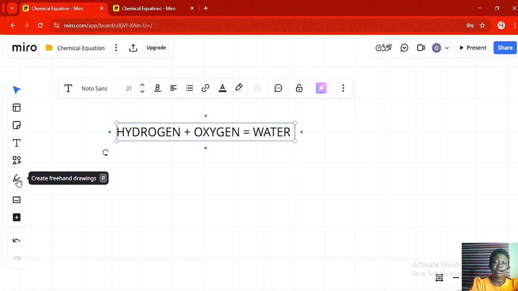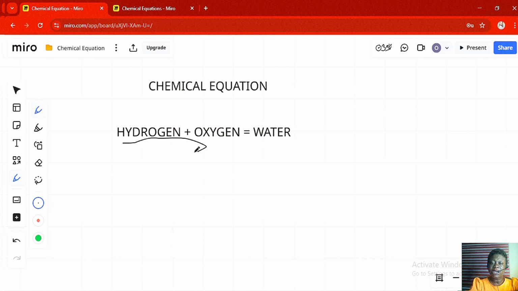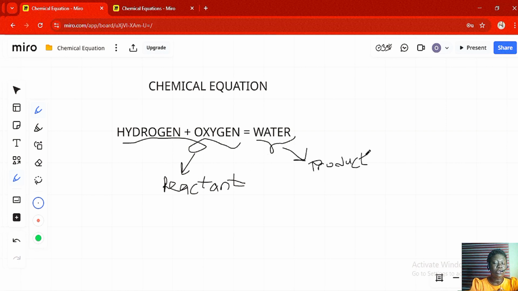If you look at what is written on the board, you will see that we have the hydrogen and we have the oxygen coming together to form something which is water. Now, this hydrogen and oxygen is called the reactants. And what they formed is called the product. So hydrogen and oxygen in this particular example are the reactants, whereas water is the product. Are you getting me?